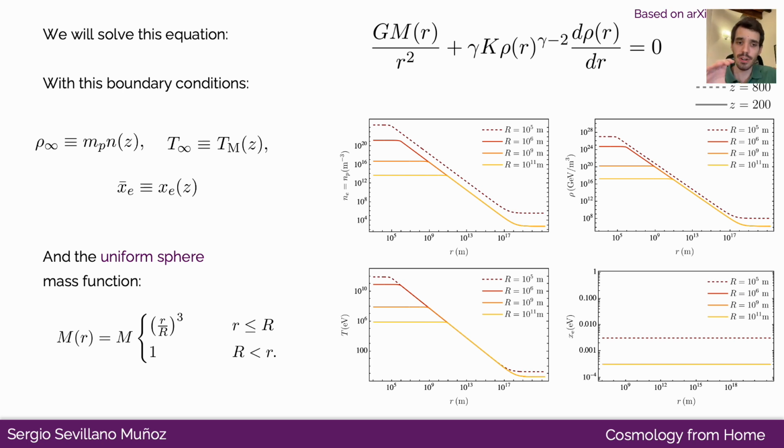And this is the solution for a uniform sphere. This is just the example that I showed you. And you see that this is the number density, this is energy density, temperature, and ionization fraction. As I said before, ionization fraction is going to be constant. I plot here different radii, that's not very important, and also 2 different sets, 2 different redshifts.